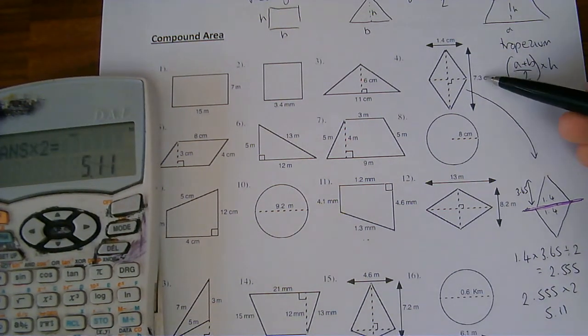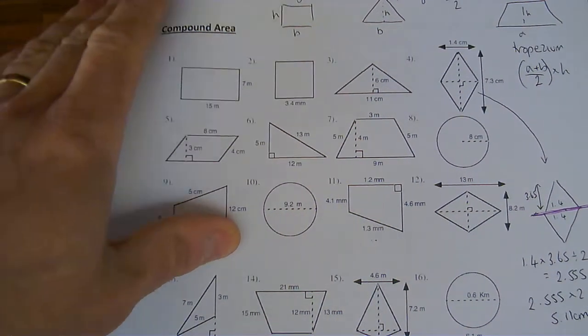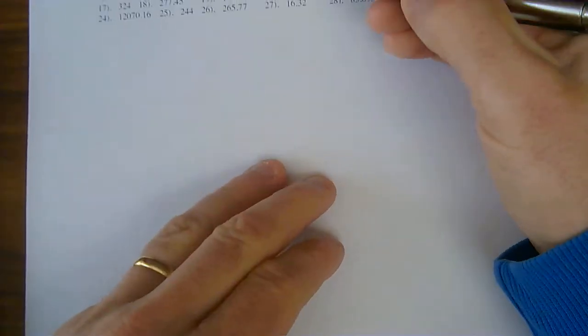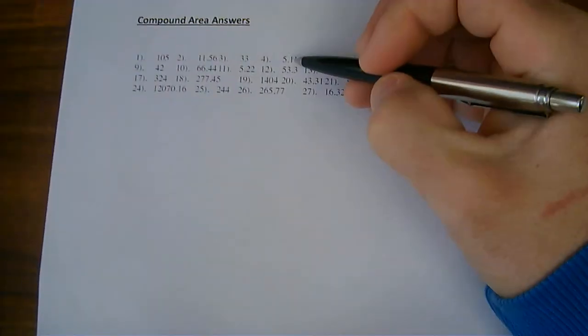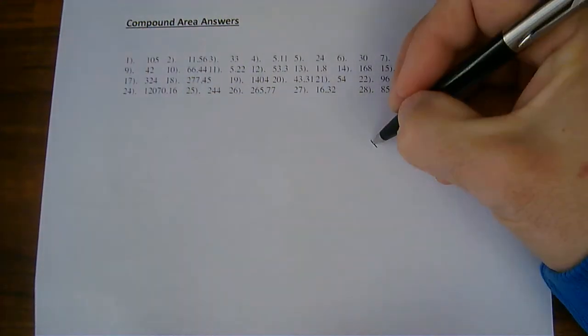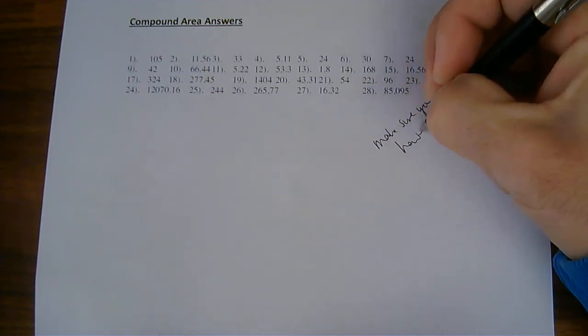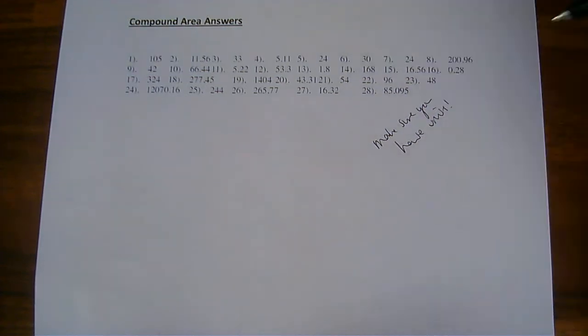Now don't forget our units. This was in centimetres, so this must be centimetres squared. Obviously once you've done that you can check because your answers are on the back of the sheet. So that was question number 4, and we can see that our answer was 5.11. There's no units on the answers, but make sure that you've got them. Really important. It's going to cost you a mark in the exam otherwise.